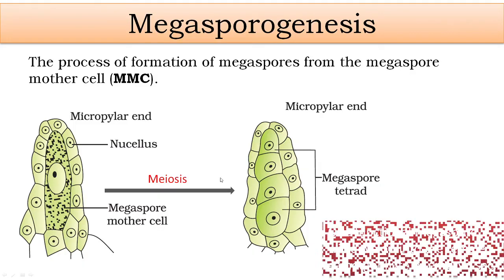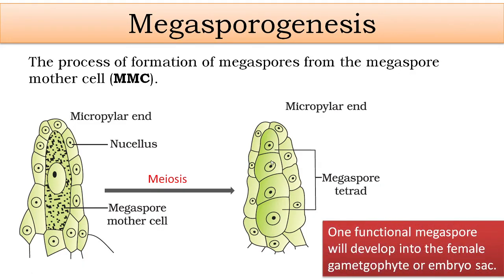Now remember, only one out of these 4 megaspores will become functional, it will remain functional, whereas the other 3 will simply degenerate. So only one of the cells will remain functional, whereas the other 3 will simply degenerate.